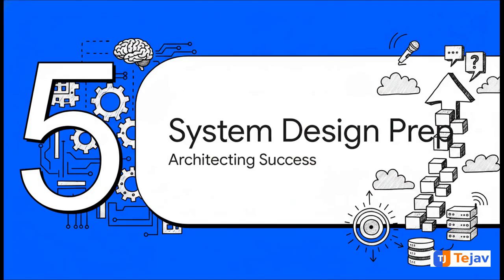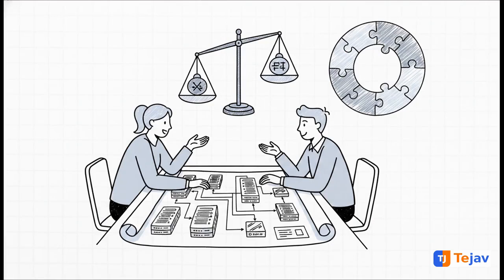Section 5. Interview and System Design Prep. Architecting for Success. If you're heading into a system design interview, they don't just want to hear you say, "Oh, I'll add a cache." Beginners cache everything blindly. To show real production engineering maturity, you need to discuss the hard trade-offs.